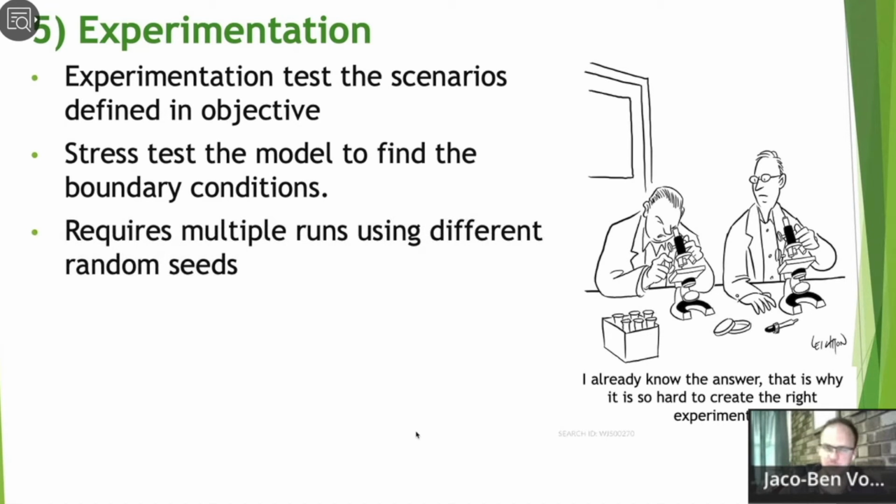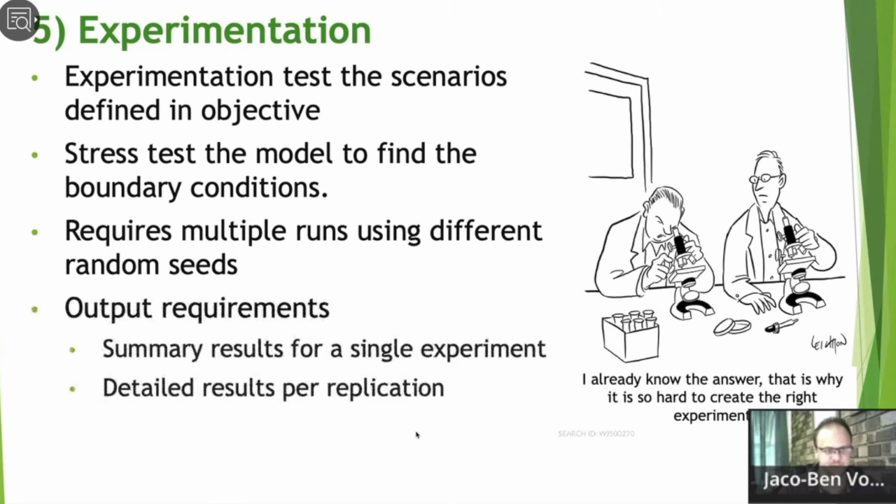So this requires multiple runs using different random seeds. In our example, we were just using the historical data, right? So there was no randomness. If we ran that model again and again and again, we'll get exactly the same answer. So not very intuitive for doing experiments.